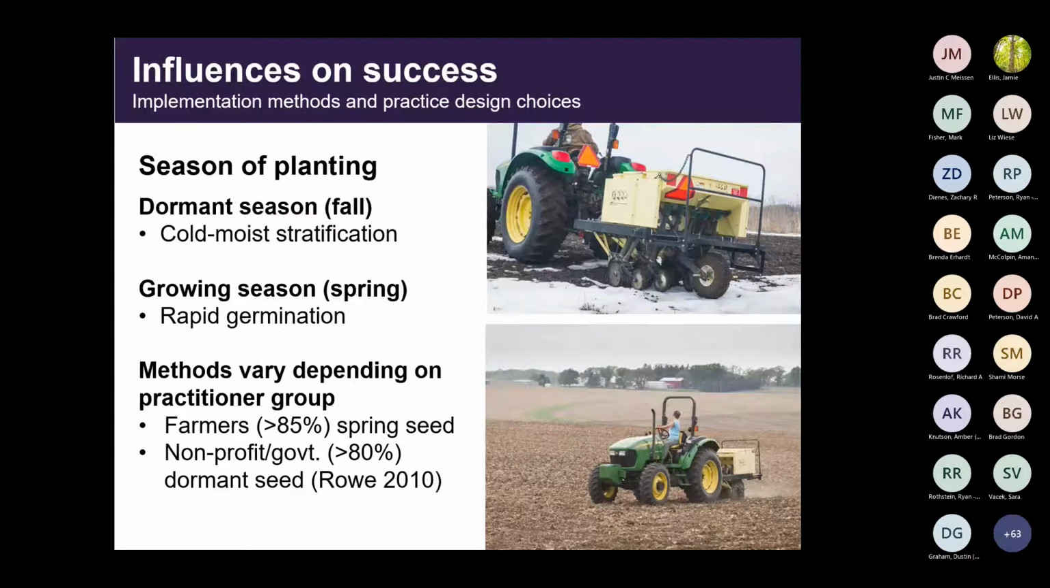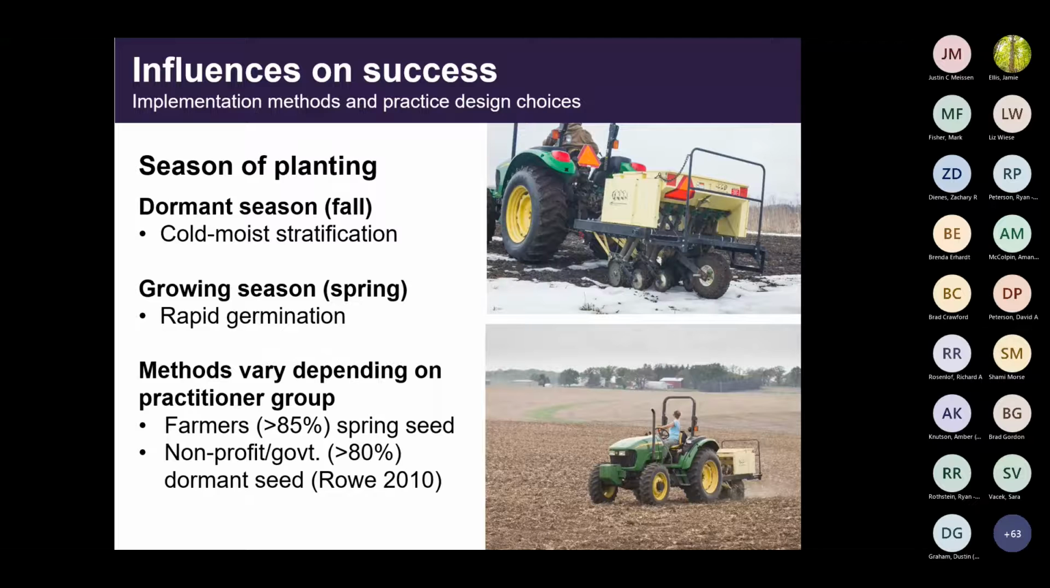Now, on the other side, the seeds are exposed for longer periods of time with dormant seeding, which does mean that there's more opportunity for predation and seed loss. And we know from some studies that other folks at UNI have done that that can be a pretty significant amount. So interestingly, there's a really big disconnect in techniques between farmers who plant CRP and conservation professionals from NGOs and government.